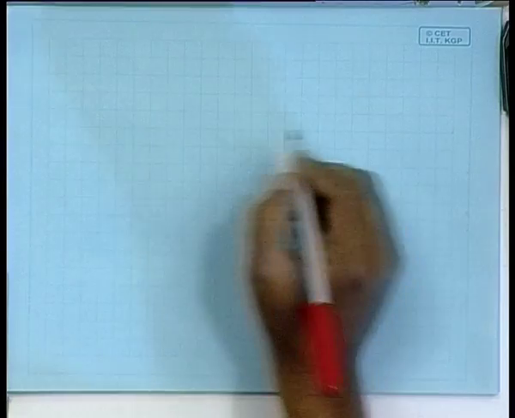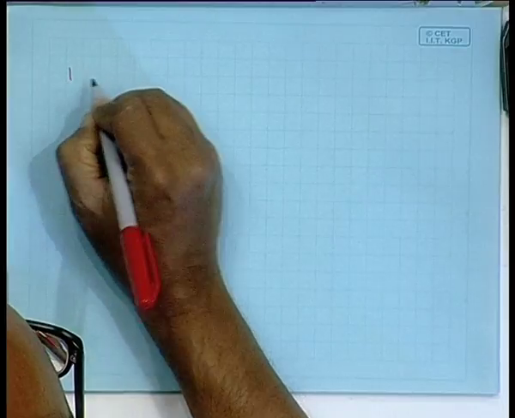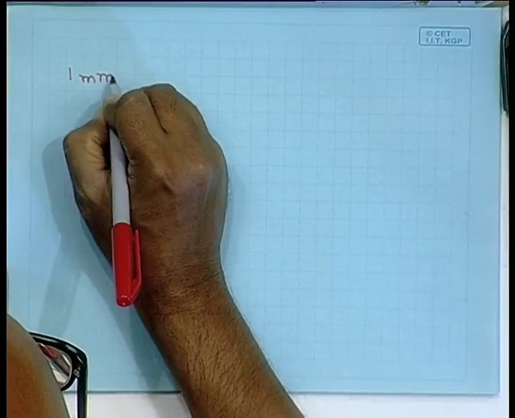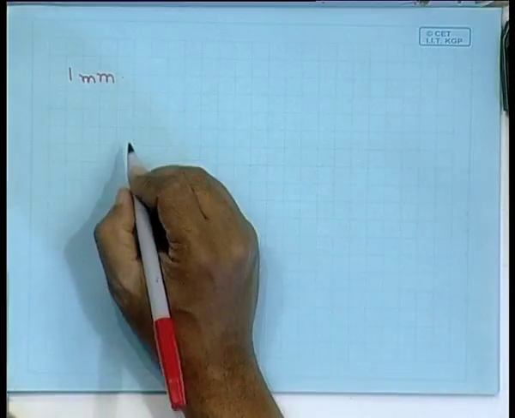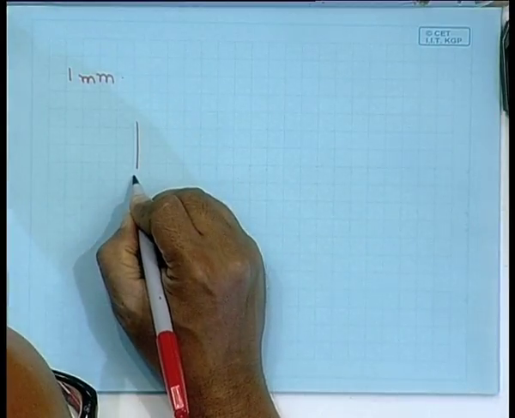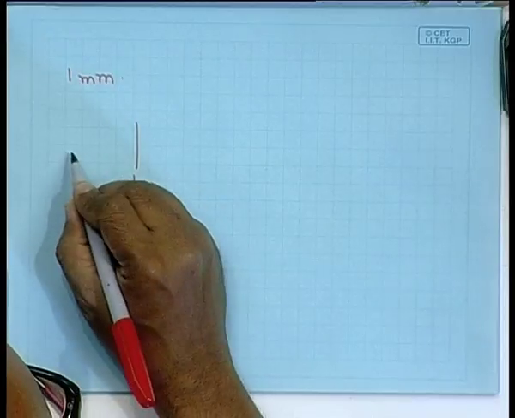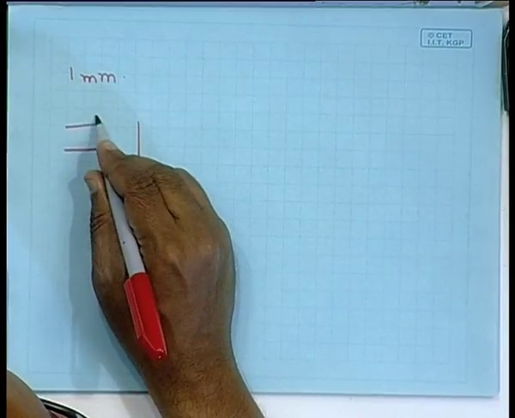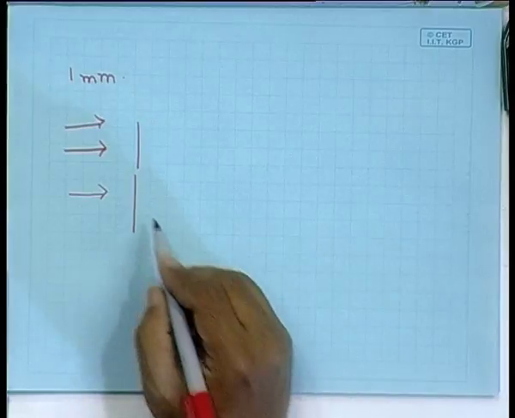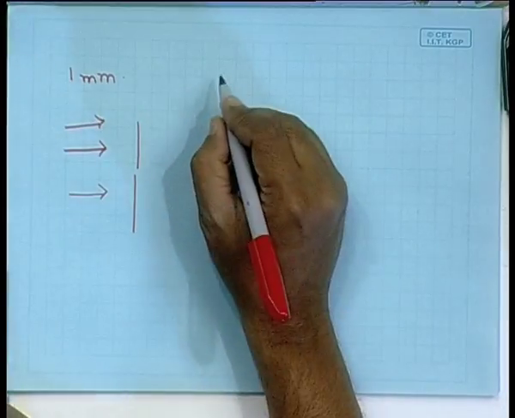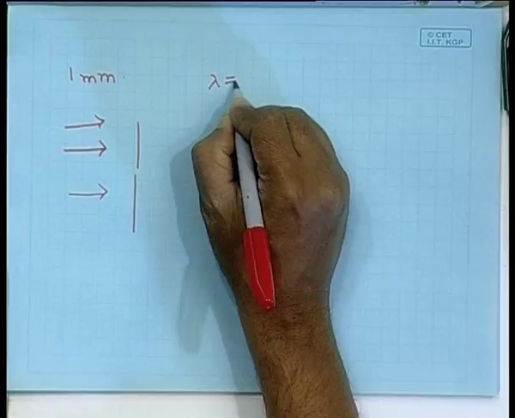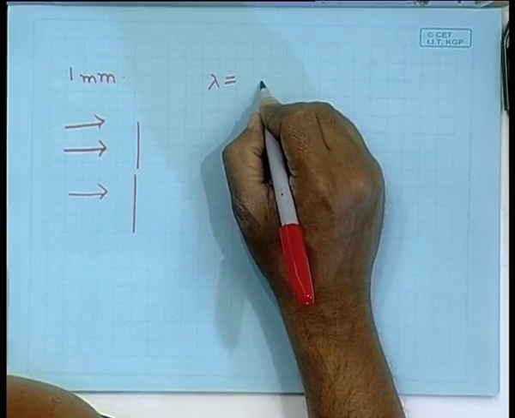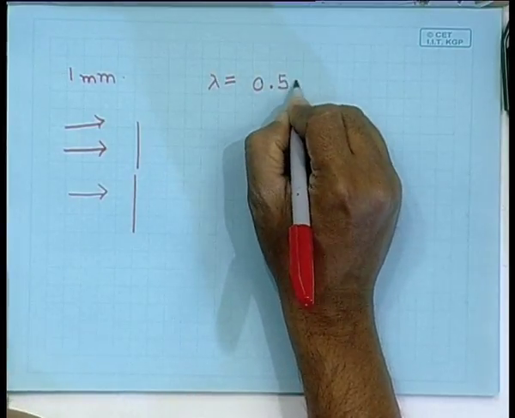Let me now take up a small example to get a clear picture of what is happening. We will consider a situation where we have a slit of size 1 millimeter. There is a plane wave incident on it, and the slit is of size 1 millimeter. The wave which is incident on it has a wavelength lambda. It is in the optical range, so let us say it has a wavelength of 0.5 micrometers.